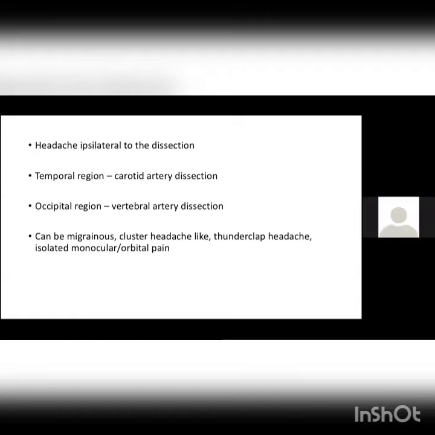Headache is ipsilateral to the dissection. If the patient complains of temporal region pain, it usually happens in carotid artery dissection. Occipital region, vertebral artery dissection.